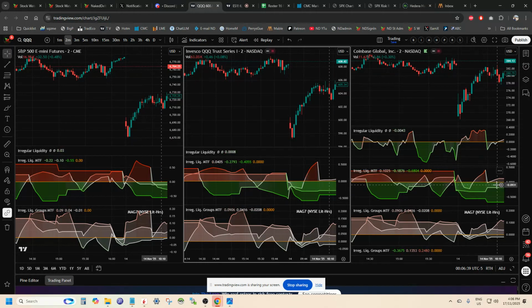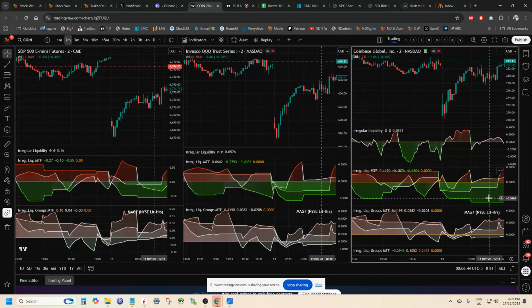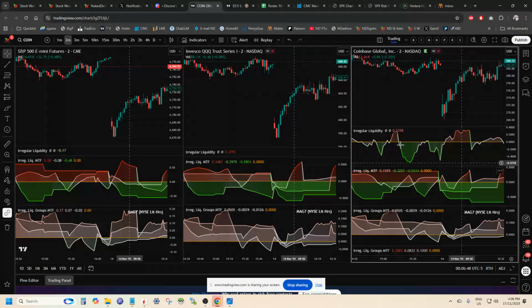I'm still nice and green here in the coin, so it's keeping me in, even though we've got a bit of sideways movement. Now it's started to push up. We're starting to get up to a little bit of red.